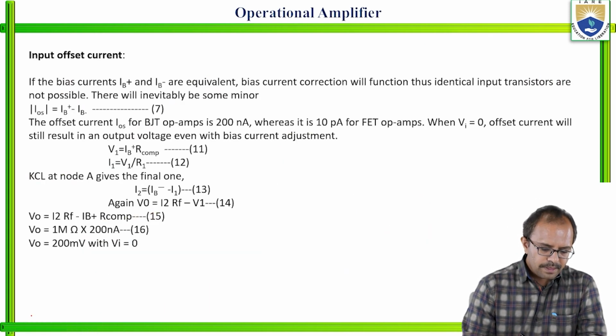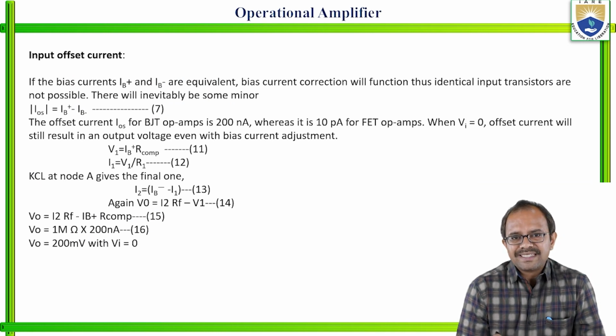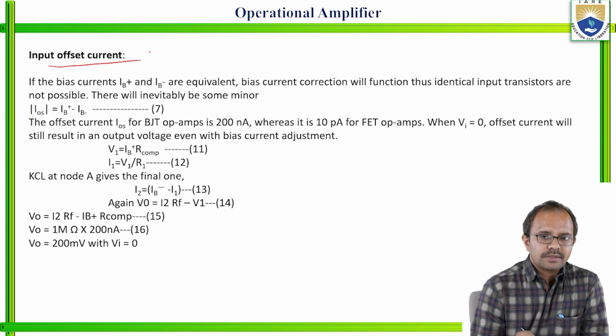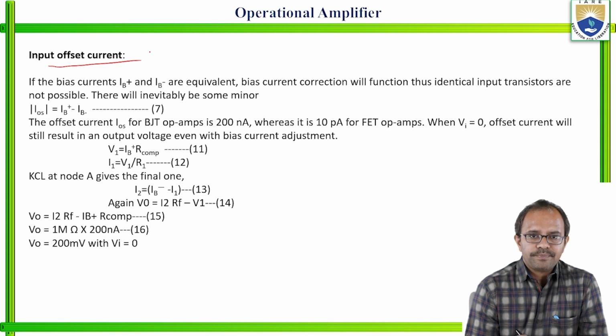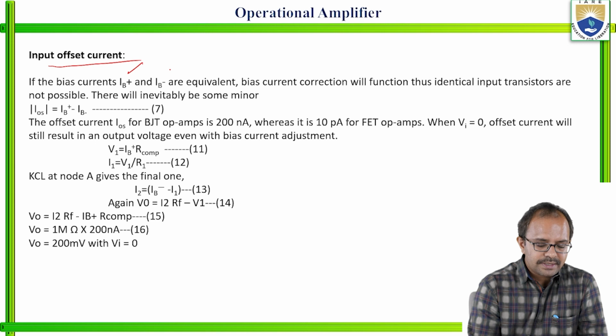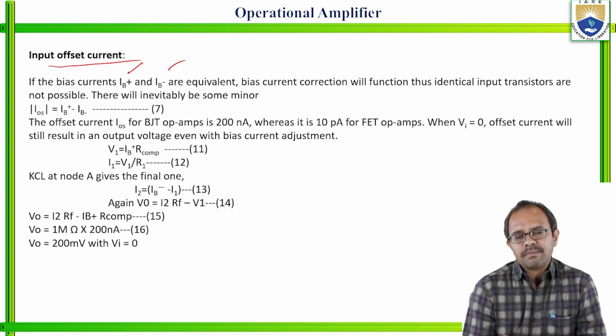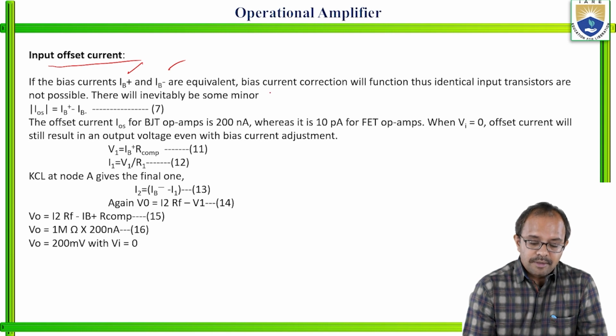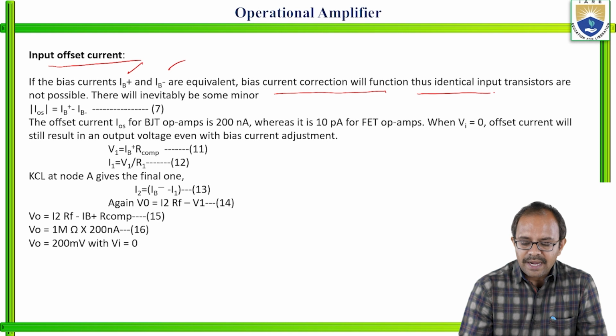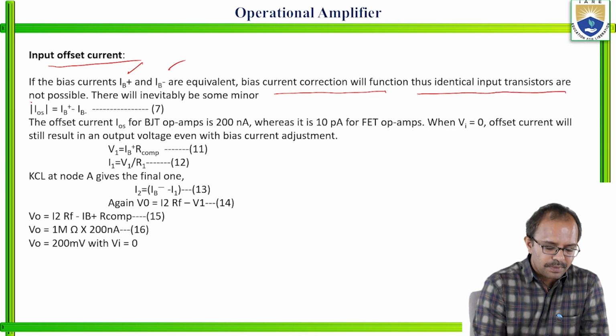And now if we move to the next parameter, that is offset current, which is called input offset current. So let us see what it actually is. If the bias currents IB plus and IB minus are equivalent, let us say IB plus and IB minus are both equivalent, the bias current correction will function; however, identical input transistors are not possible.